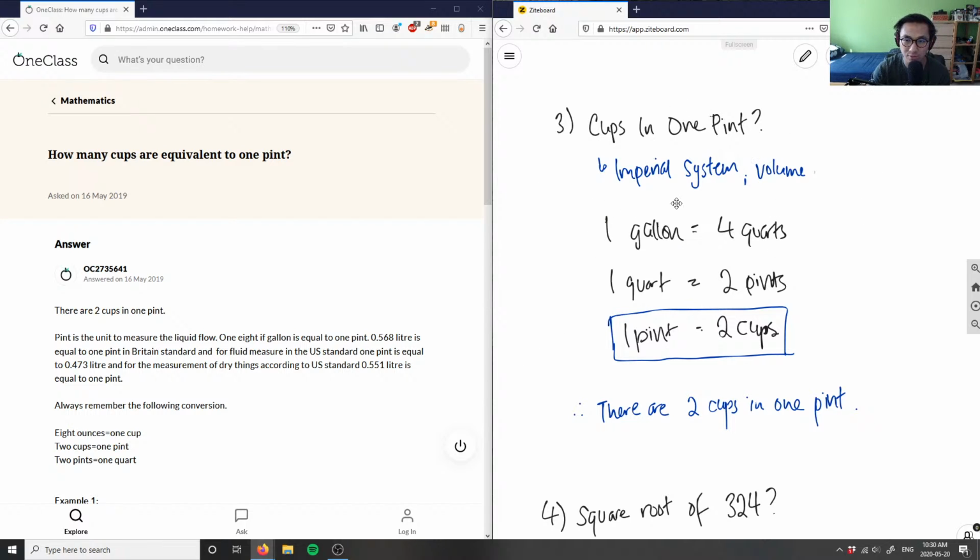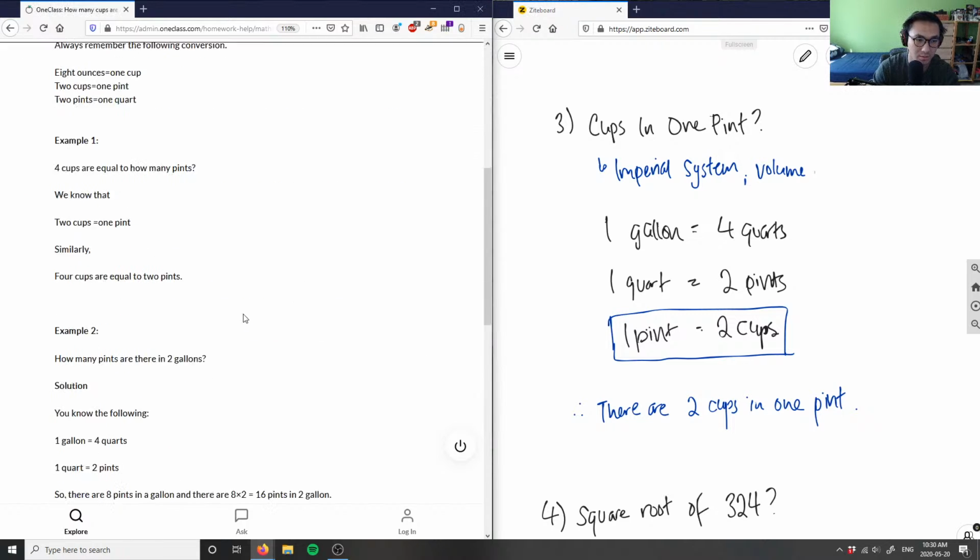Right? So I have 1 gallon equals 4 quarts, 1 quart equals 2 pints, and 1 pint equals 2 cups. And in this case here, we don't really need to do math because the answer is already given in our conversion factors here. So it's saying here that how many cups are equivalent to 1 pint. Well, 1 pint here equals 2 cups. So you can say that therefore there are 2 cups in 1 pint. So the solution is correct.